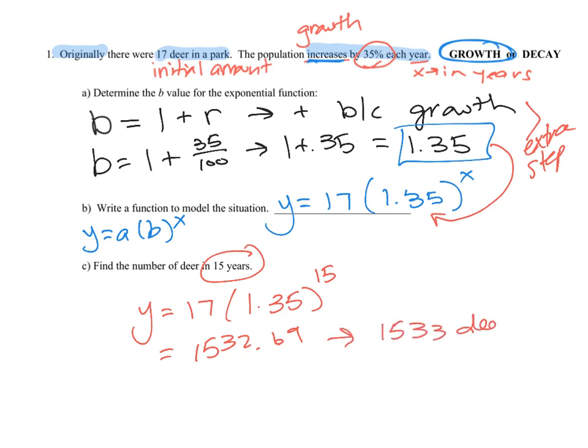1533 deer. In fact, pay close attention to the directions in your Google Forms because it will tell you to round up to the nearest whole number. Unless we're talking money. And if we're talking money, then you can just keep that as 2 decimal places. Okay. All right, let's try another example.